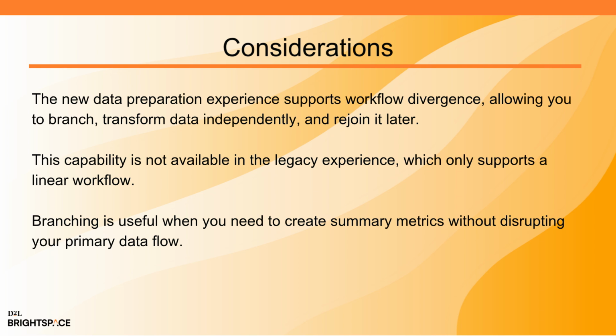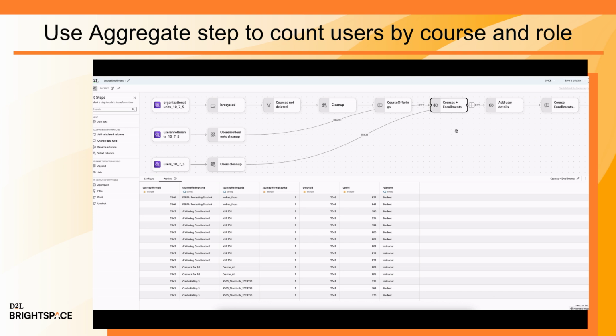This capability is not available in the legacy experience, which only supports a linear workflow. Branching is useful when you need to create summary metrics without disrupting your primary data flow. To use the aggregate step to count users by course and role, create a branch and aggregate user counts by role.